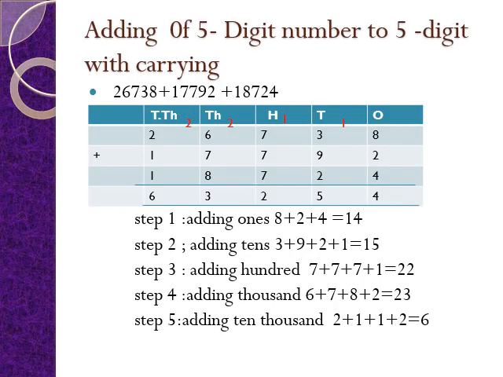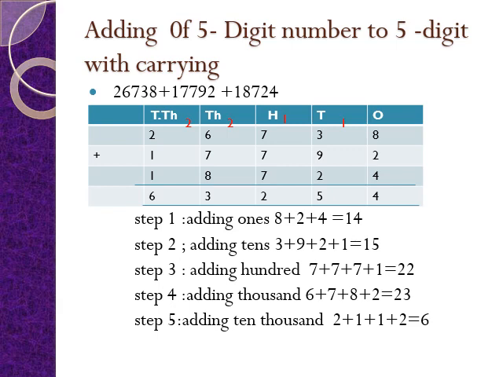Adding a 5-digit number to a 5-digit number with carrying. So here we have to add 26,738 plus 17,792 plus 18,724. I have told you, first we have to arrange it in the place value chart. Here I have done it. Then we will go to the ones place. In the ones place there are 3 numbers, 8, 2 and 4.